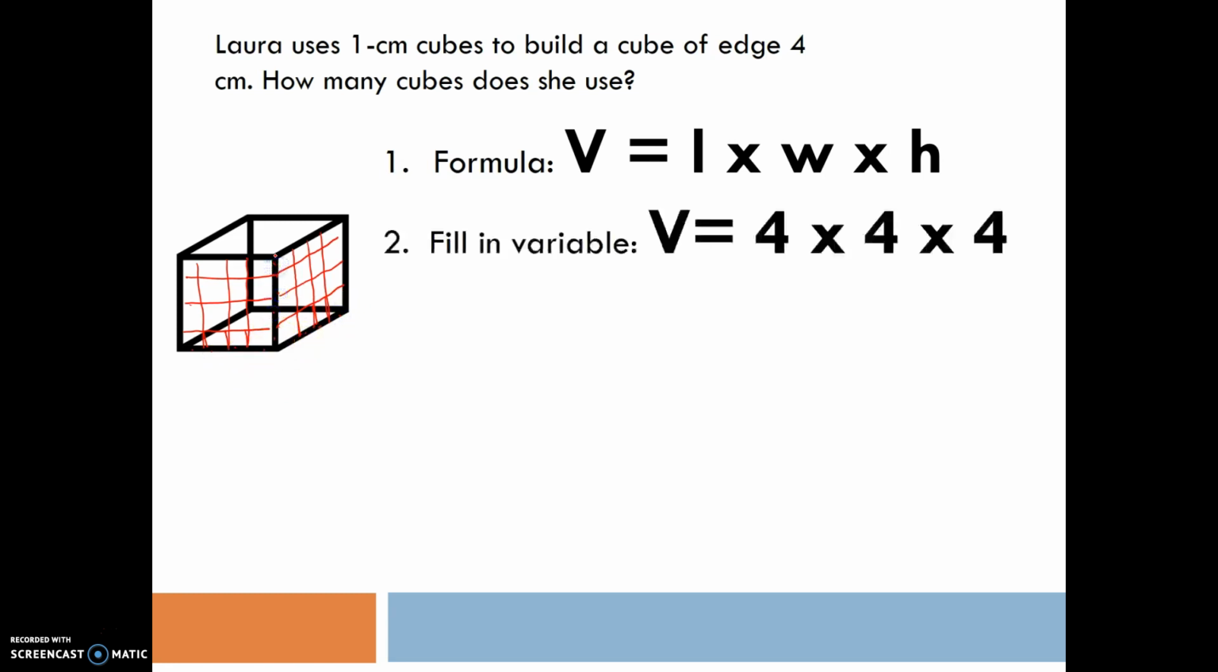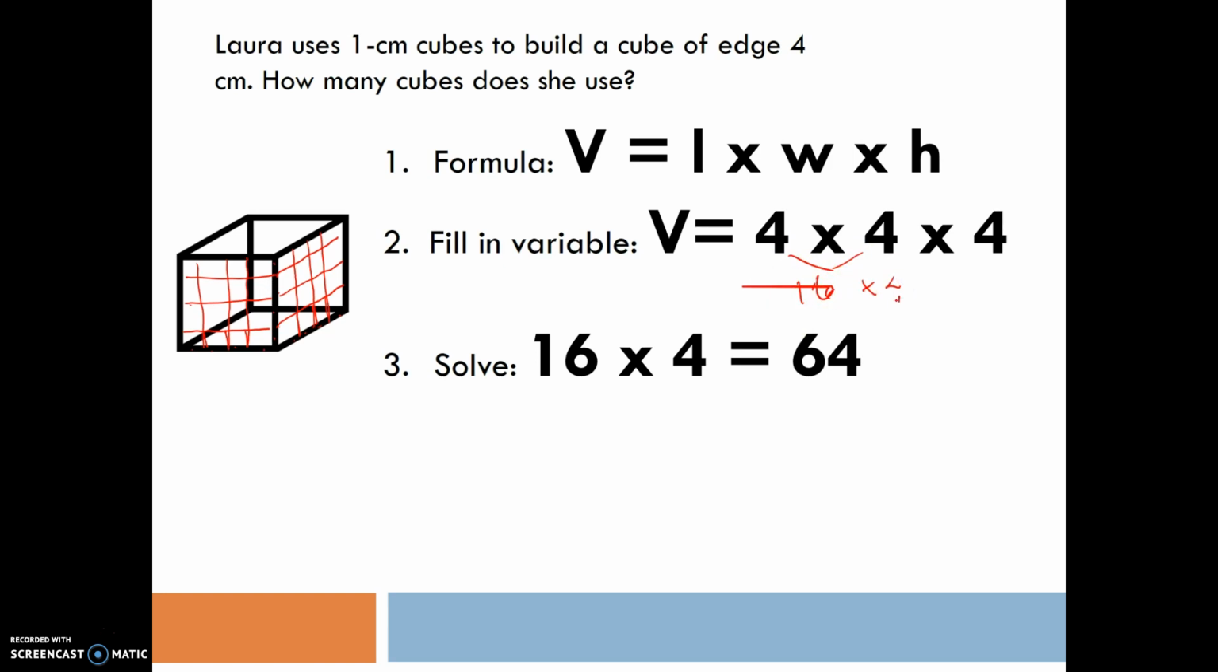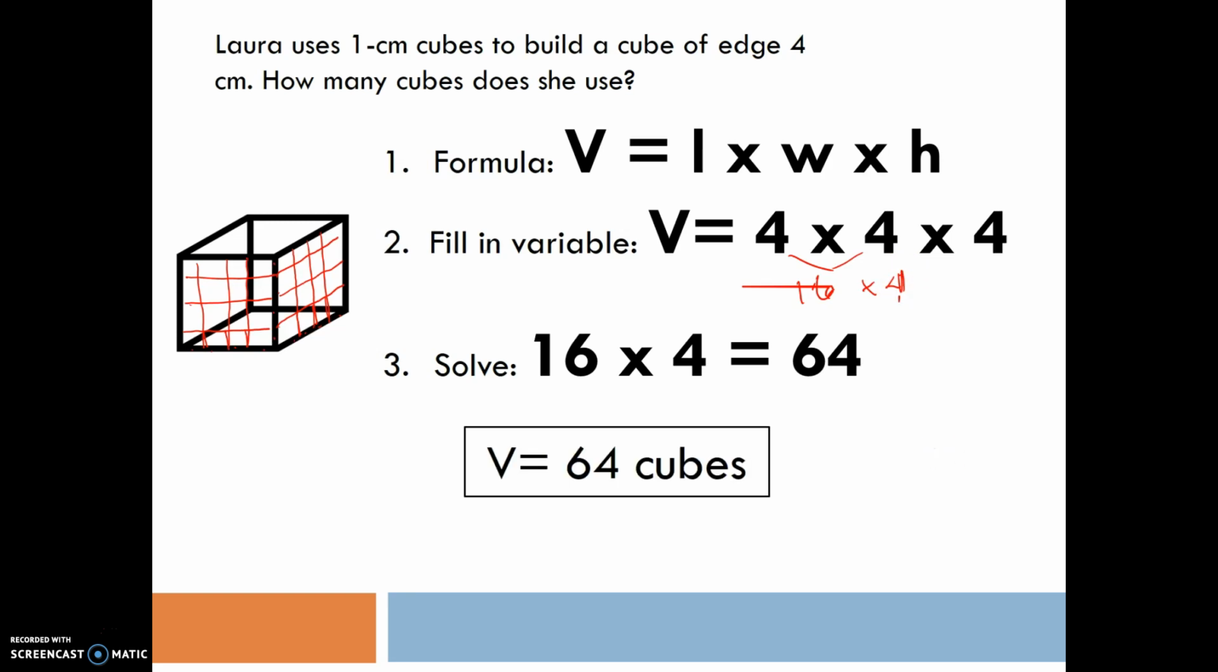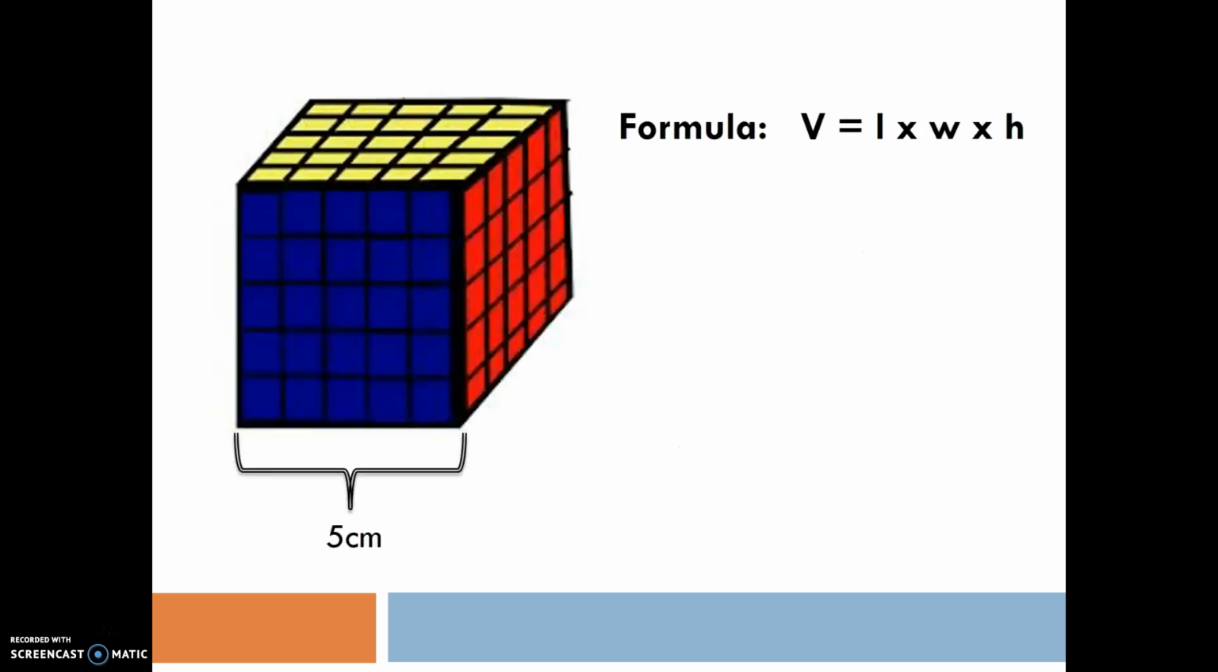And if we multiply that, we would get 64. So we'd multiply 4 times 4 times 4, and we get 64. We probably want to do a step in between there and multiply 16 times 4. Okay, so our answer would be 64 cubes. Since we measured in cubes this time, we weren't talking about centimeters necessarily, so we would write cubes for our label.